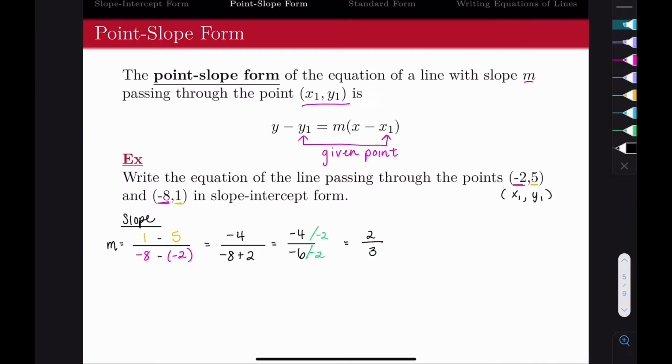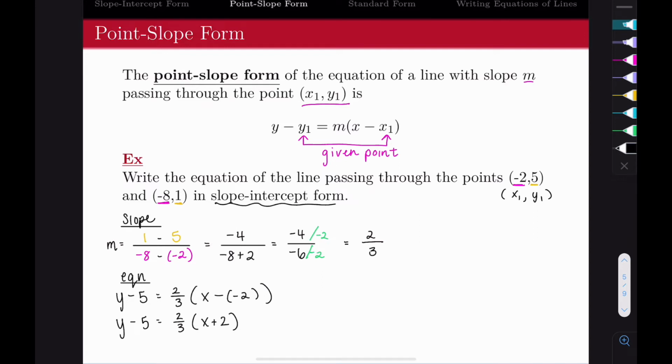Okay. So the equation of our line is we take y and subtract the y coordinate, which is 5, and that's equal to our slope times x minus the x coordinate. So this is our line, but we got to do some manipulation. So this is y minus 5 is equal to 2/3 times x plus 2.